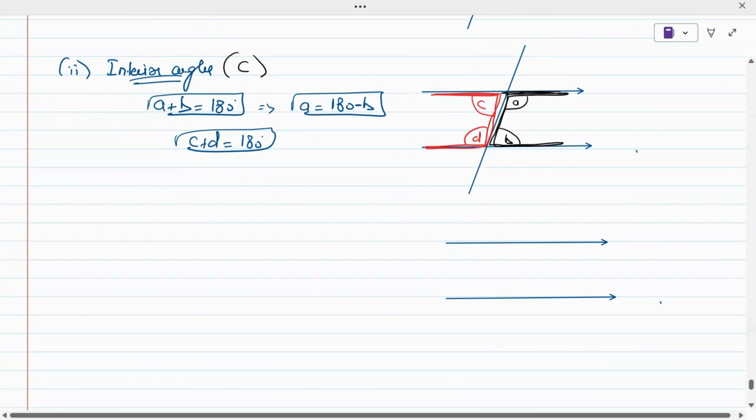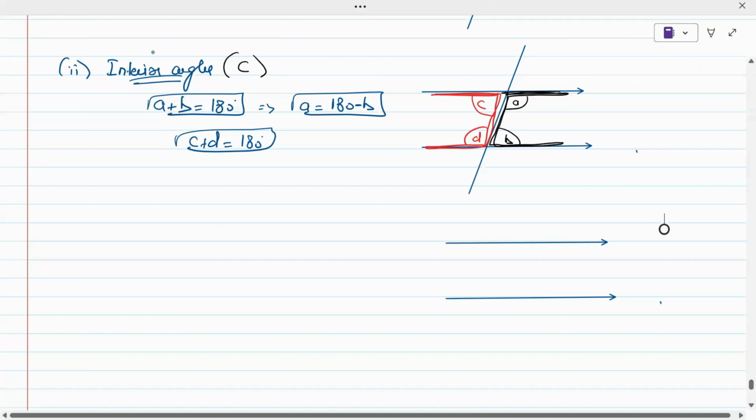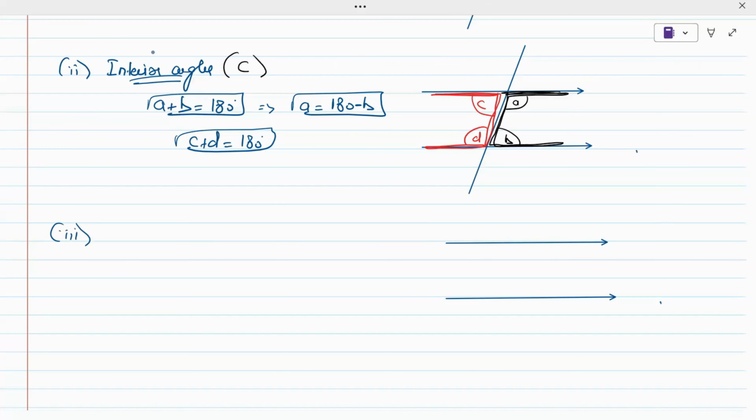Third property to be remembered is called corresponding angles. Even if you don't understand this property, it will not be a problem, because with the help of interior angles and alternate angles known, you can solve any type of questions based on parallel lines in geometry. But since corresponding angles is also a part of the syllabus, it's better to be known.